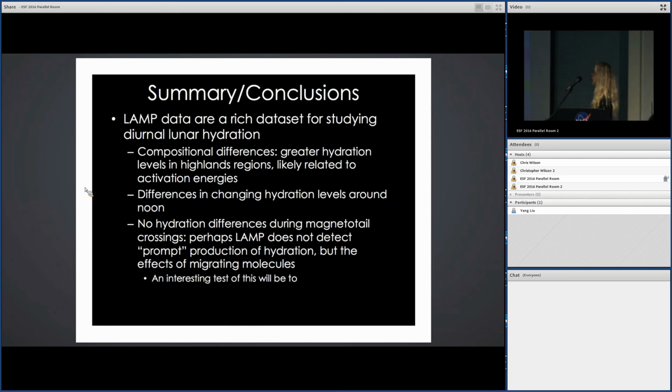So I'll conclude here to point out that there's a lot of data here, and we're continuing to add more data. And we see compositional differences in the amount of hydration. We do see this diurnal variation, and we see it changing around noon, which is telling us that perhaps we are sensing not hydration that's promptly produced by solar wind, but hydration that is moving around on the surface. It's diffusing and bouncing, and perhaps diffusing, but certainly migrating around on the surface.